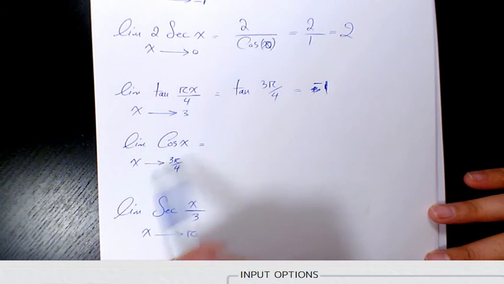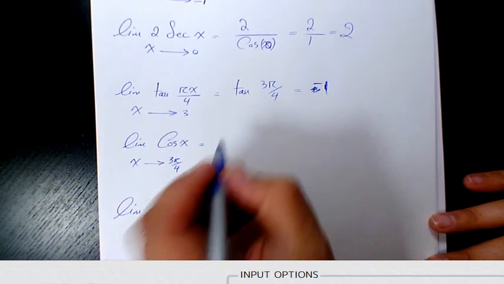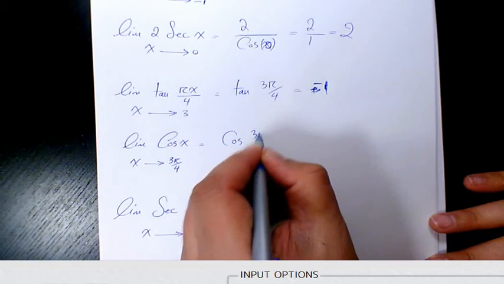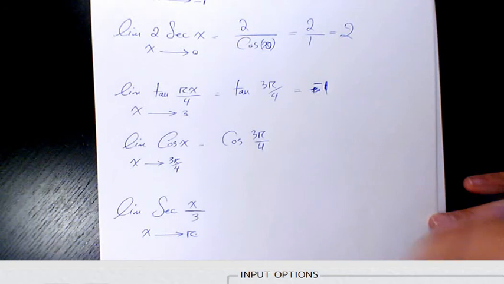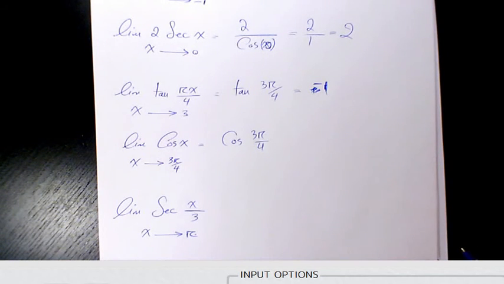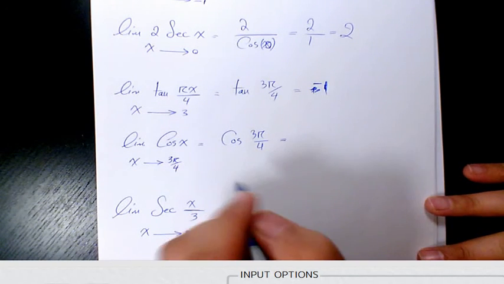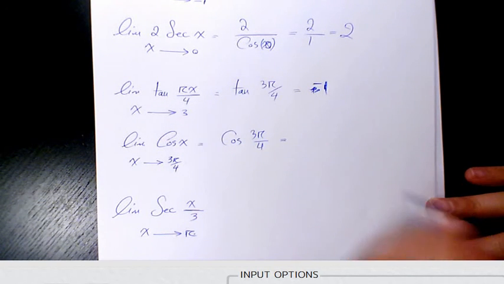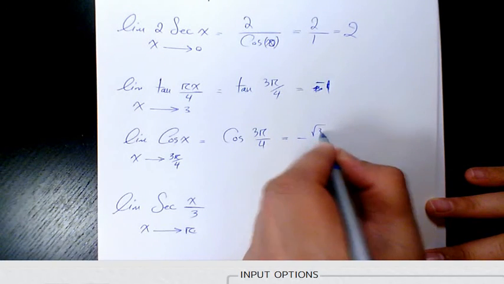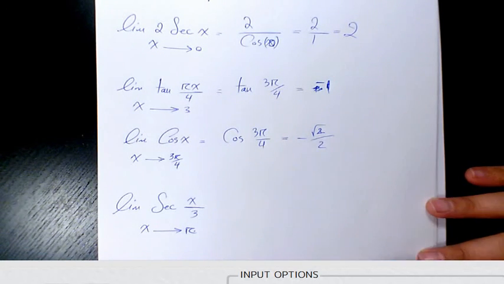Limit of cosine x when x approaches 3 pi over 4. So 3 pi over 4 belongs to quadrant 2, and in quadrant 2 cosine is negative. Cosine pi over 4 is root 2 over 2, so that's negative root 2 over 2.